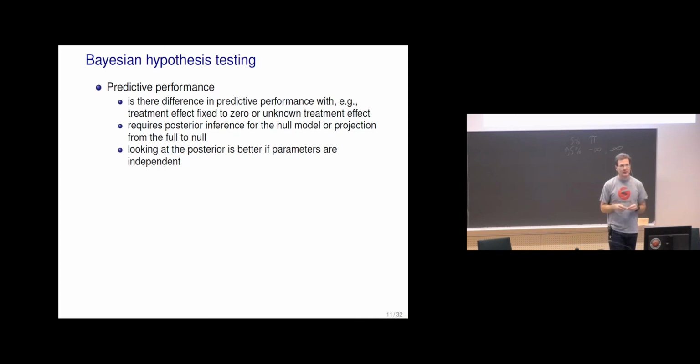In the course, I did advertise, and chapter 7 discussed, using cross-validation. That is related to looking at the overall predictive performance, and you compare models, for example whether a hierarchical model can give us better predictions. So in these cases, we could also compare a model where the treatment effect is fixed to 0 with a model where it's unknown. Can we predict better with the model which has this unknown non-zero treatment effect? It also requires that we make the posterior inference for the null model and the bigger model, or projection from the full to null, which was part of the extra material related to chapter 7.